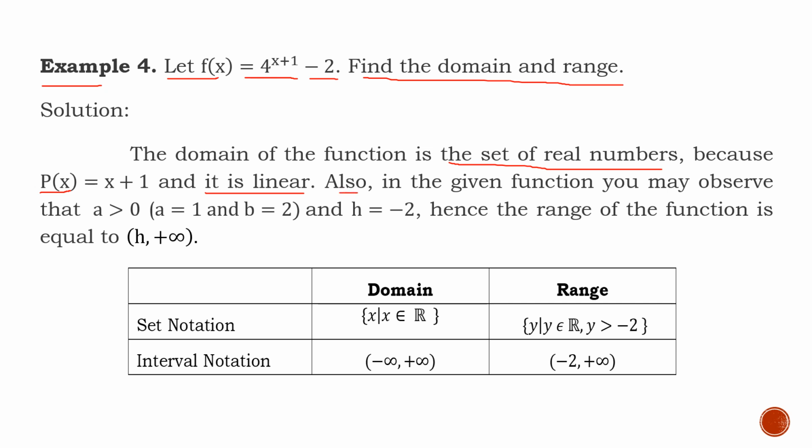Also, in the given function, you may observe that your a is greater than 0. So what is the value of your a? Your a here is equal to 1, as you can see on your exponent. And b now is equal to 2, so your base will be equal to 2. And h is equal to negative 2.